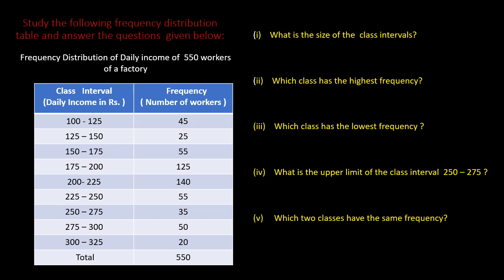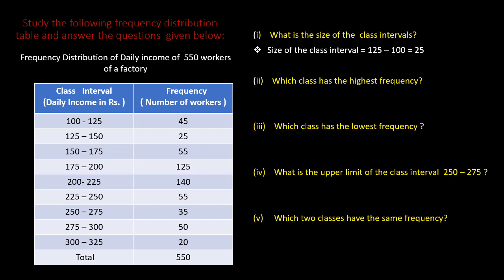Question number 1. What is the size of the class interval? How to find the size of the class? For this, take any class, say 100 to 125. Upper limit minus lower class limit: 125 minus 100 is equal to 25. If you want, you can take any other class, 200 to 225. Here, upper class limit minus lower class limit: 225 minus 200 is equal to 25. So the size of the class interval in this question is 25. Okay children?